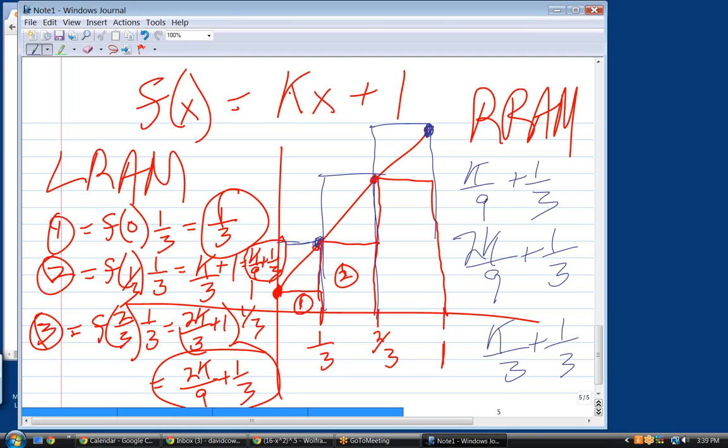So what is that? It's 15k over 9 plus 1 for a total area. And the left ram one is the sum of the first: 1/3 plus k over 9 plus 2k over 9. So that's 3k over 9, so it's 1/3 plus 1/3 k plus 1. So this one is 2k over 3 plus 1, and this one is 15k over 9 plus 1.